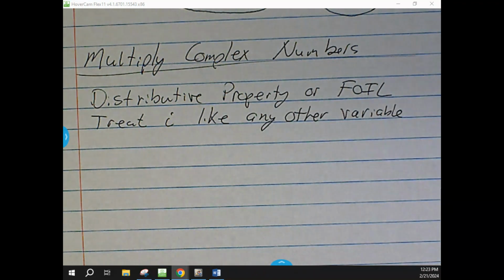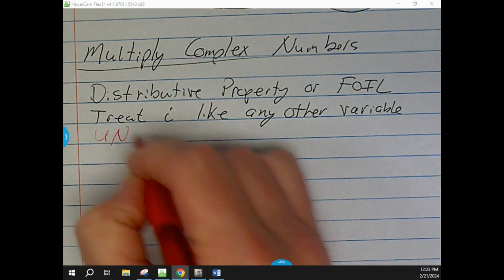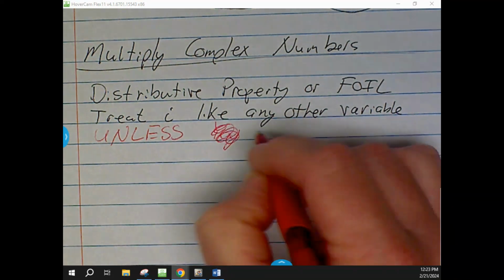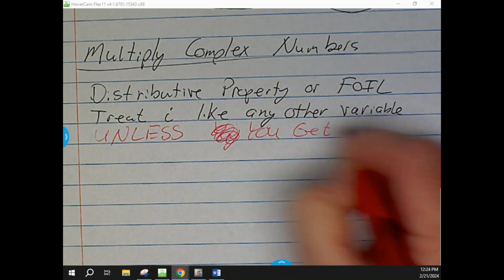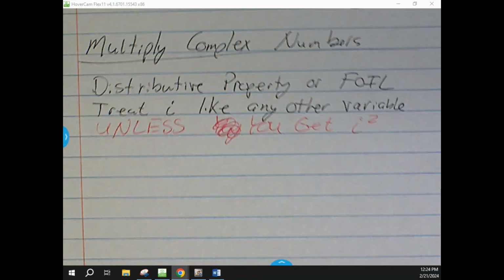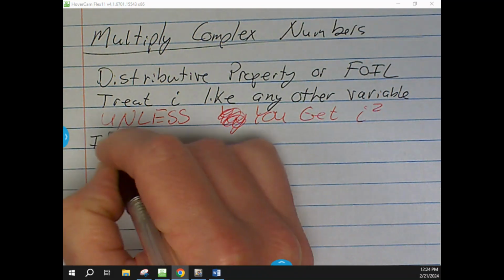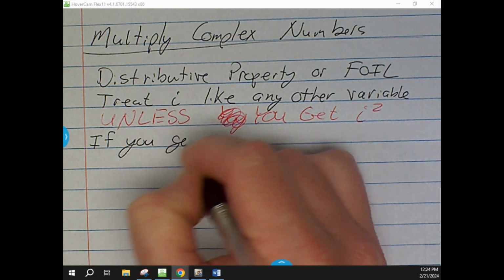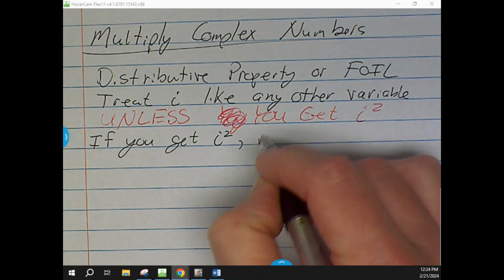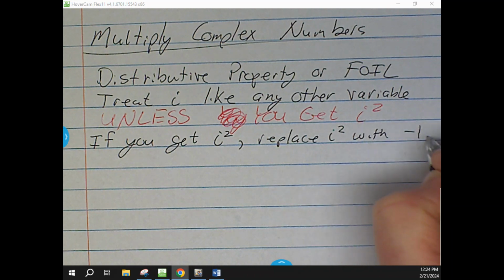Okay, and just like with addition and subtraction, you treat i like any other variable. And here's the unless part. Unless you get i squared. And if you get i squared, this is what we're going back to yesterday, you replace the i squared with -1.